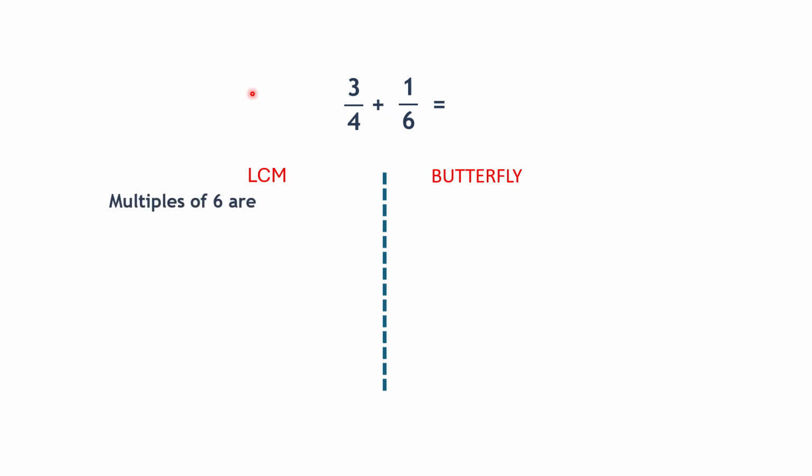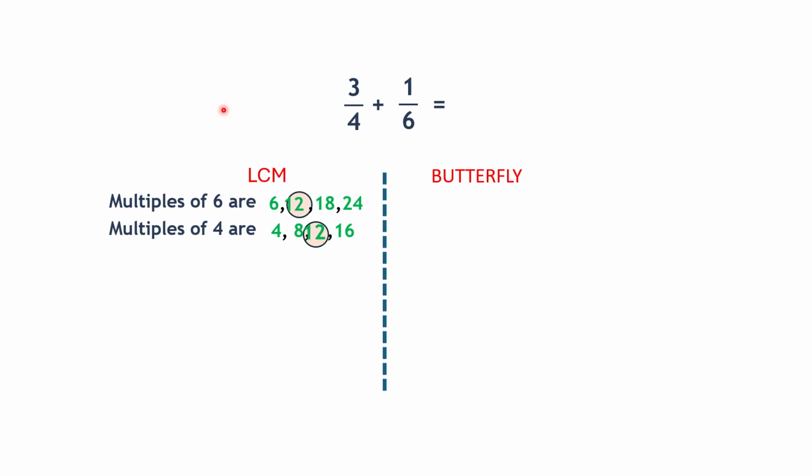So we can't add fractions when there is a different denominator. You can't add 3 bananas plus 1 horse because there is a different name. We can't add, so we need the same name here. So we can think of what are the multiples of 4 and what are the multiples of 6. Multiples of 6 are 6, 12, 18, 24. Multiples of 4 are 4, 8, 12, and 16. So the least common multiple is 12.